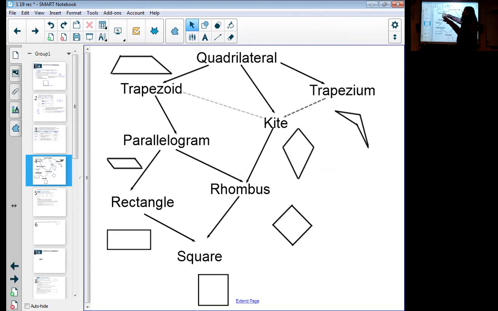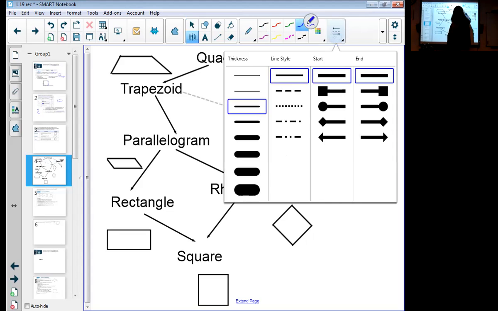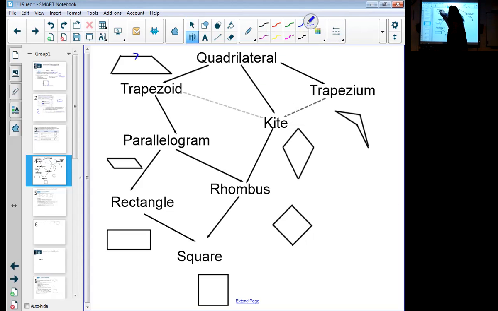A trapezoid has at least one pair of parallel sides. So that means this top one is parallel to the bottom one. And a trapezium has no parallel sides. So if we look at the trapezium I drew up here, none of those sides are parallel.